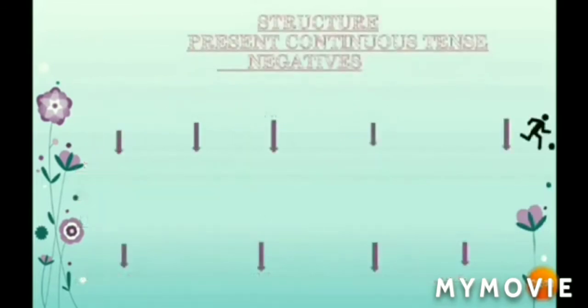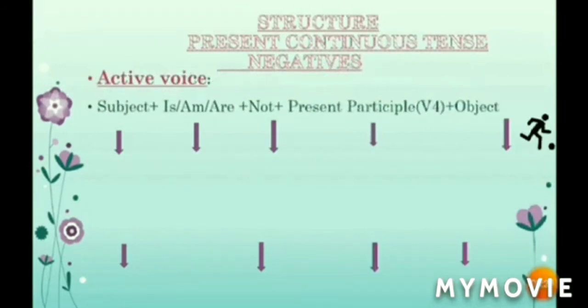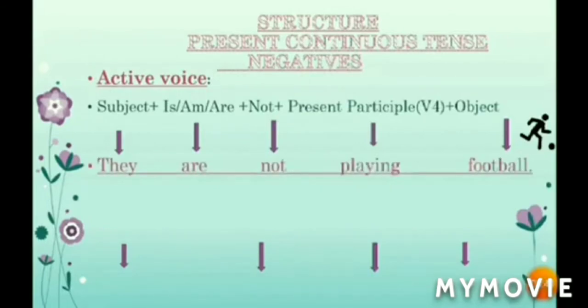Structure of negative sentences. Let's start from present continuous tense. In negative sentences, both active and passive, we just have to add not in the sentence after the helping verb. Have a look at the example quickly. Active structure. Subject plus is, am, are plus not plus present participle plus object. Example, they are not playing football.